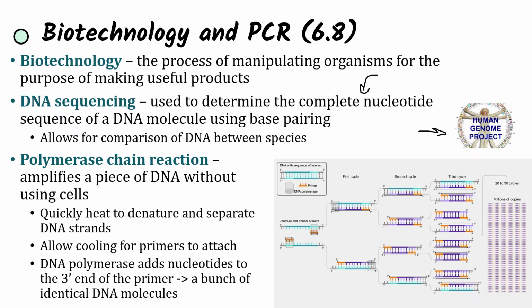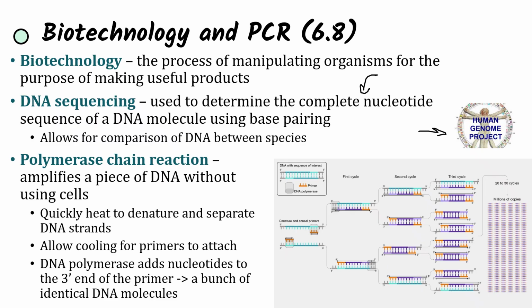And another piece of technology is polymerase chain reaction, which amplifies a piece of DNA without using cells. So it allows replication to happen without cells having to undergo division. So the strands of DNA are quickly heated in order to denature the hydrogen bonds between the two strands. Then cooling happens and primers attach. And lastly, DNA polymerase is going to add nucleotides to the 3' end of a primer.